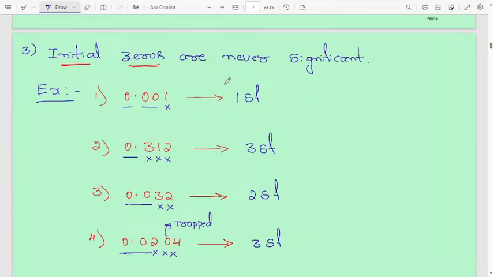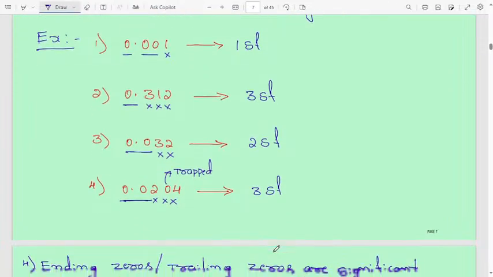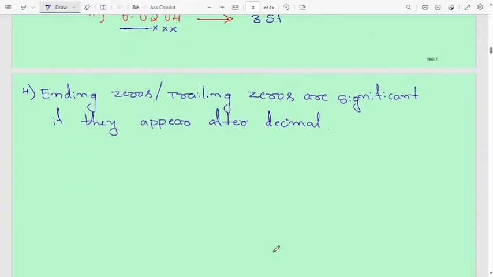Initial zeros are never significant. Consider these three initial zeros, then this one, this one. Initial zeros are never significant. But don't get confused, this zero is the trapped zero. According to the second rule, this zero is trapped between two non-zero numbers. Therefore this one is also significant. Three significant figures. If you are not able to follow, please rewind my video, listen again, then take your own example, then learn. It will be helpful for you.